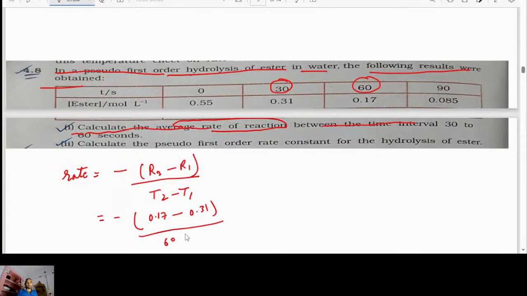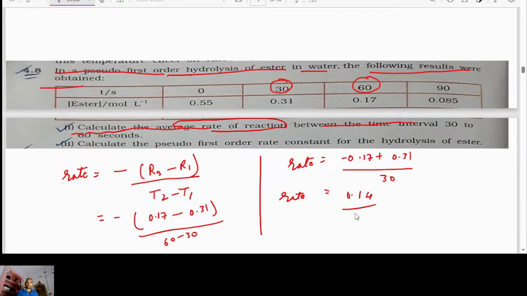This is 60 minus 30, right? So now the rate will become what, student? You multiply by the negative sign, minus 0.17 plus 0.31 divided by 30. Here is the rate, student. What is going to happen? Here is a 4. Okay, a positive sign will come because this is larger. So 2 minus 1, this is 1. 0.14 upon 30. So what value are you going to get here, student?